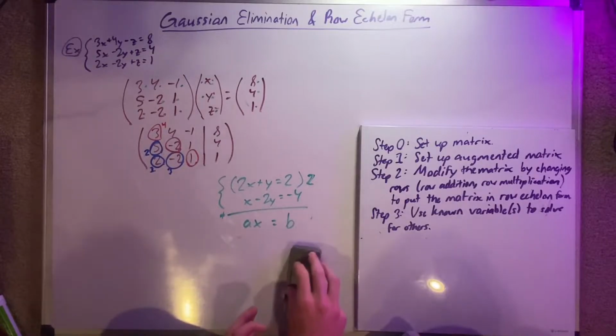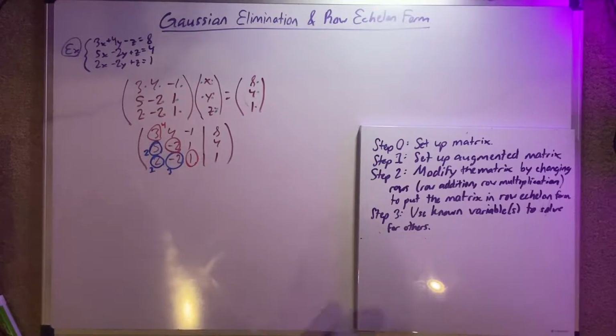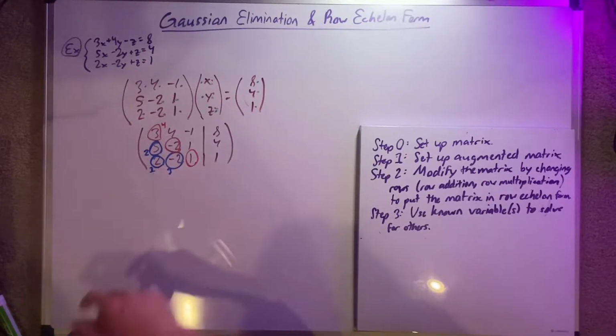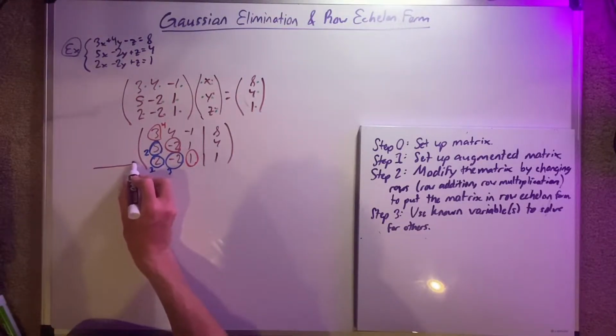So we're going to do a shorthand version of what I just did. Now what we're going to do is our first step. We're going to try to get this bottom number 2 to equal 0. So we're going to add this.